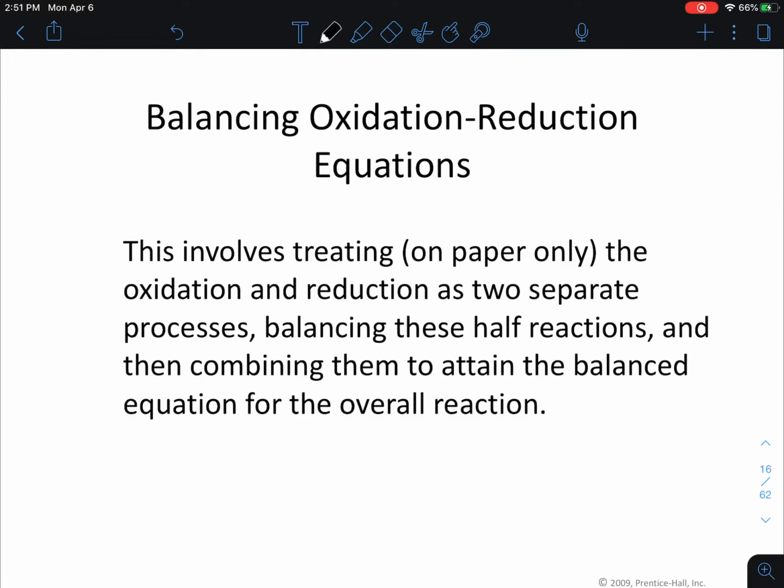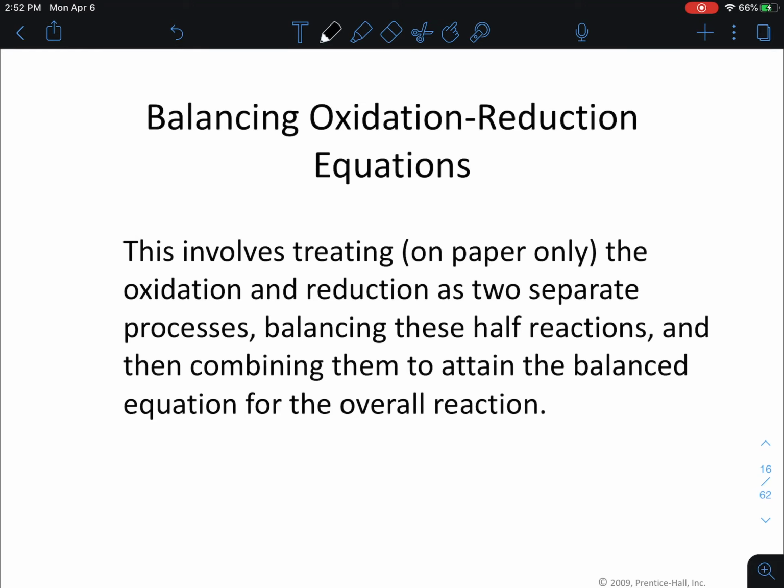So the next topic we want to look at is figuring out strategies for balancing oxidation reduction equations. Remember, whenever we have an oxidation reaction, it's got to be paired with a reduction reaction, and we call them each half reactions. So I'd have an oxidation half reaction and a reduction half reaction. And our understanding is that these reactions are coupled together.